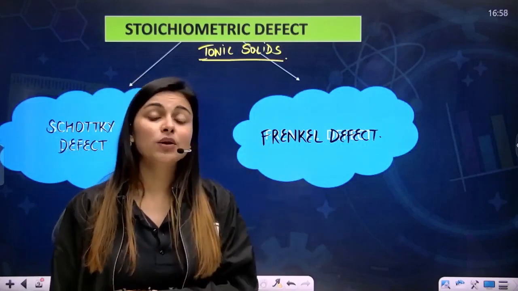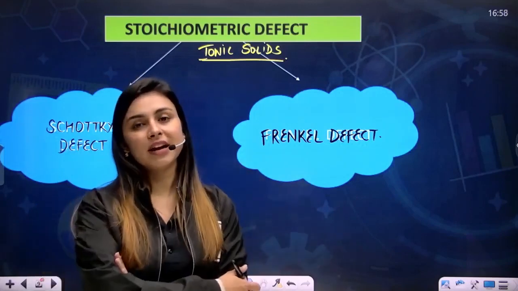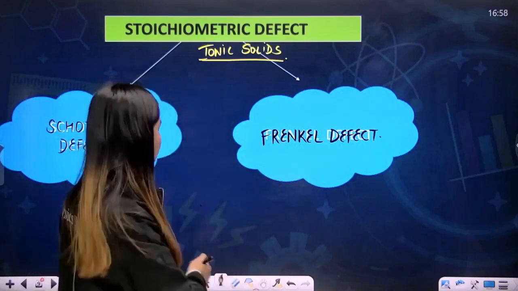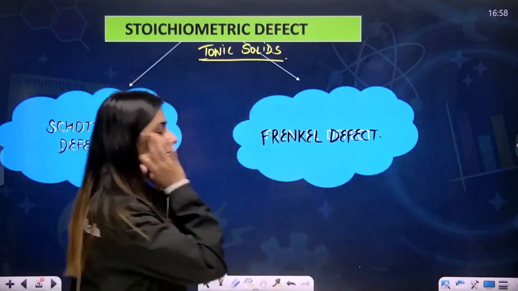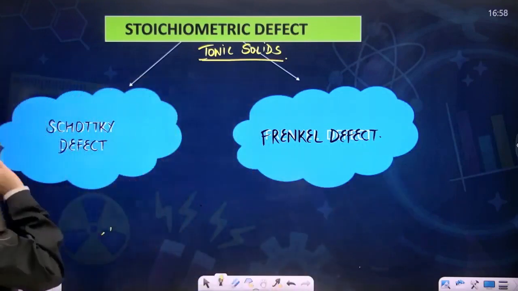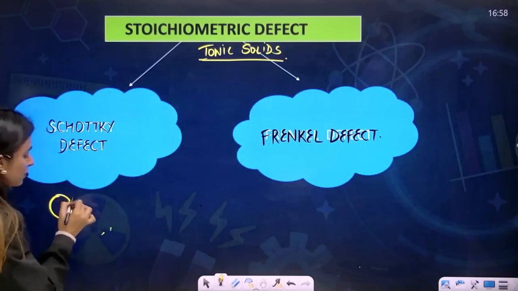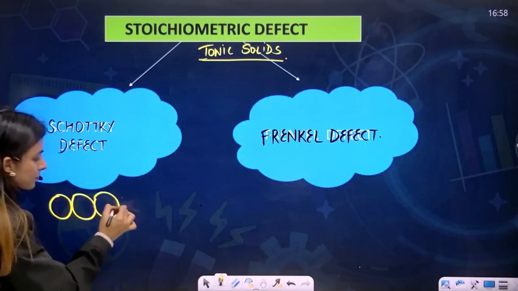Now let's try to understand what the Schottky defect and Frenkel defect do. So now, my dear students, I'll make you understand here and then I'll make you write points together as well. So let's say you have a solid like this.